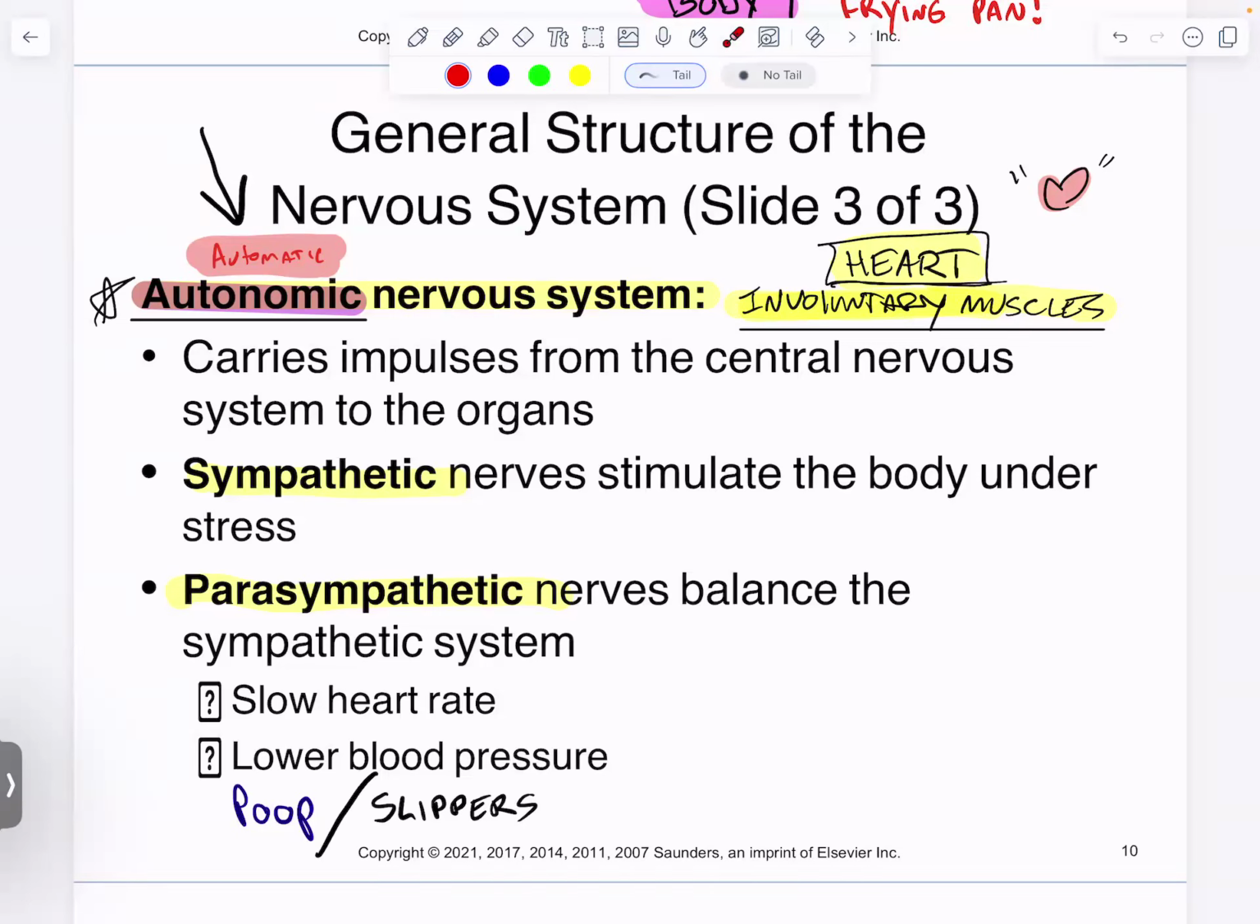Then we have your parasympathetic. This is the equivalent of putting the slippers on, taking the bra off, whatever you want to do. Like whatever happens when you get home and you know you're home. You're like, let's go. We're home. Slowing the heart rate, lowering the blood pressure. Why on earth do I have the word poop here? Because these two systems have your back.